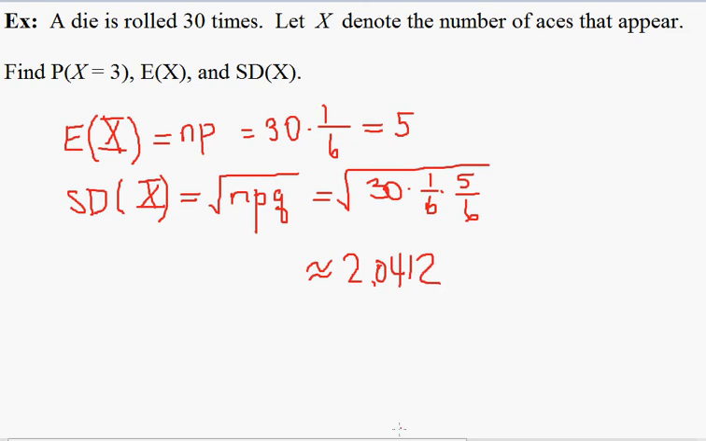So if I roll a die 30 times, I expect to get 5 ones, 5 aces, give or take 2 or so. If I get 7 aces, I'm not surprised. If I get 12 aces, I am surprised because that'd be 7 more than expected, or about 3.5 standard deviations. So this is a way of quickly characterizing the central value as well as how spread out the data can be about that central value.